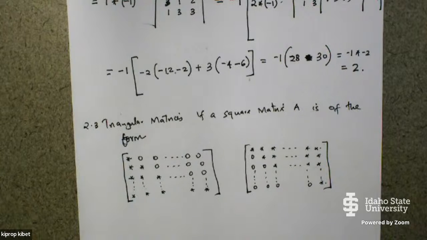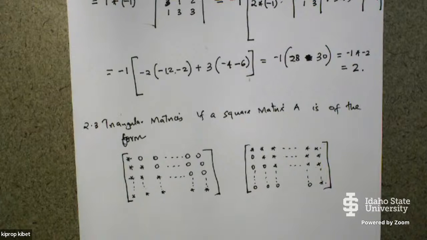The triangular matrix is where the leading diagonal here has some values. So this is the lower triangular matrix. So the values above the leading diagonal are zeros. And this one is the upper triangular matrix. So these are zeros down here, and then the values above plus even the leading diagonal are not zeros.